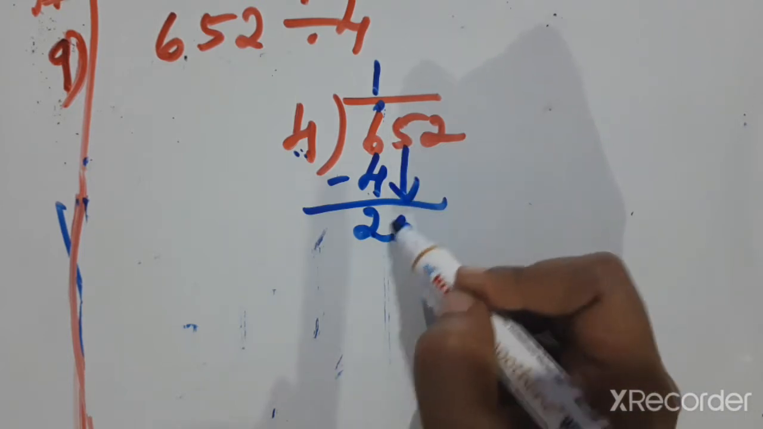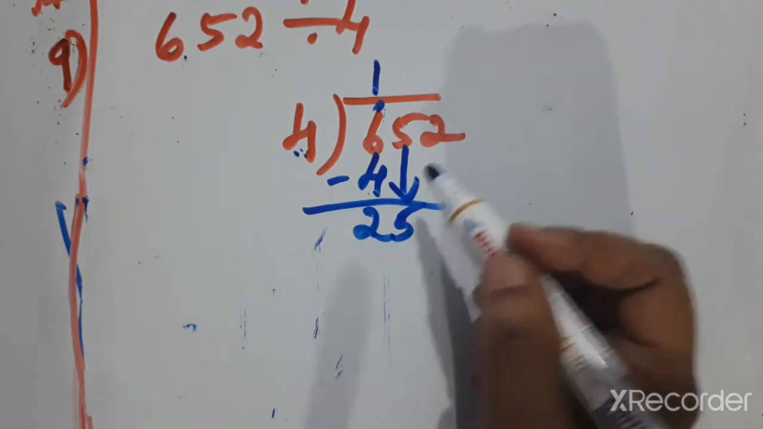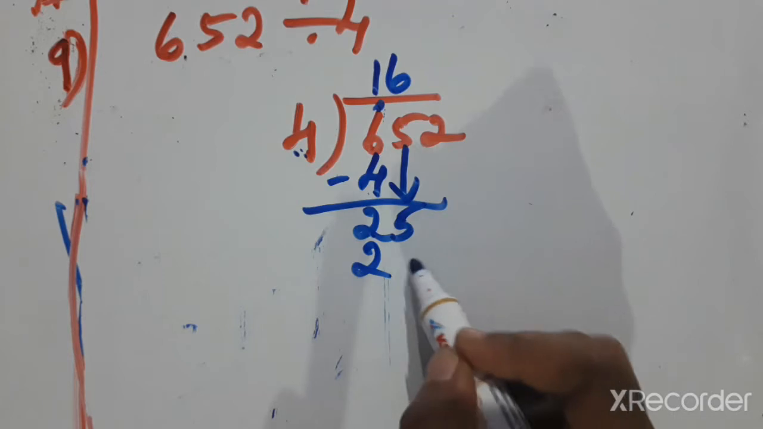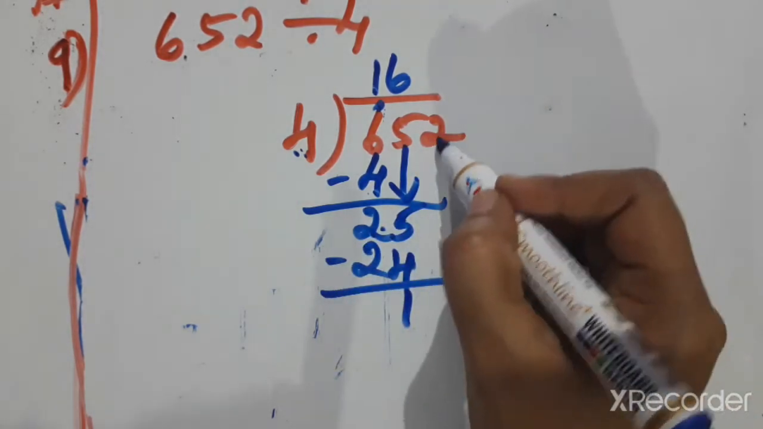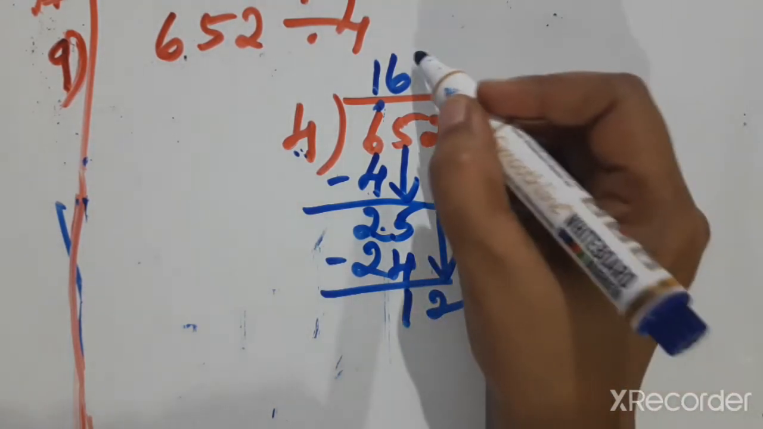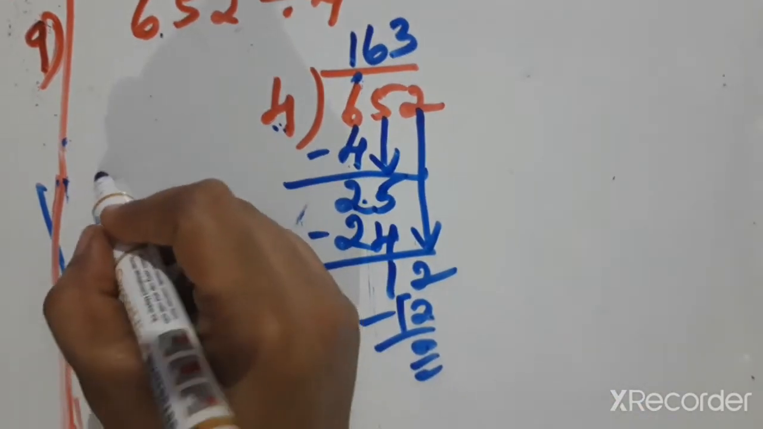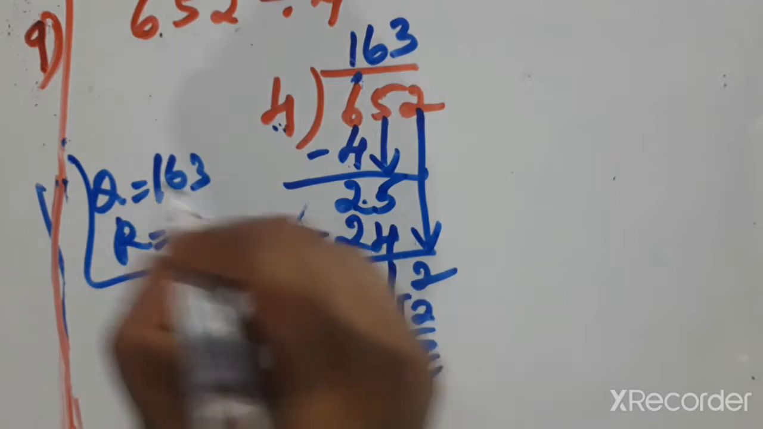Okay, 5, so 25. 4 how much are nearer to 25? 4 sixes are 24. 25 minus 24 is 1, and bring this number down, 12. 4 how much are 12? 4 threes are 12. After subtraction, remainder is 0. Quotient is 163. Remainder is 0.